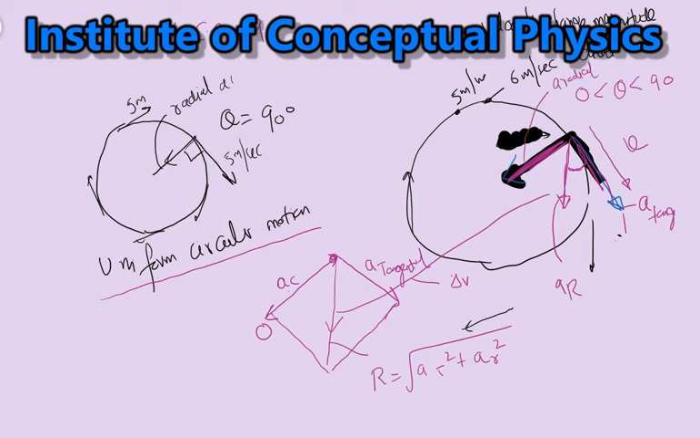Okay, the A tangential is because of the actual change in magnitude of velocity. A radial is because of the change in direction of velocity. So I hope this clarifies.